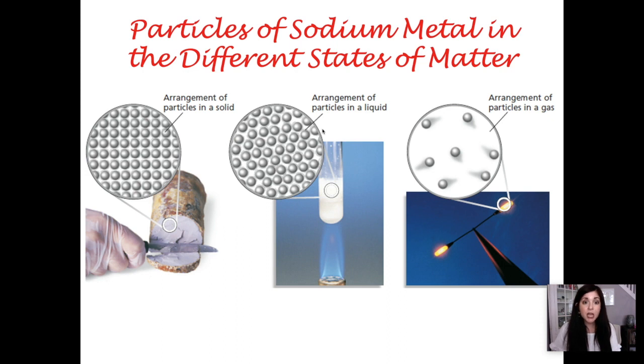So here is sodium metal in all 3 states of matter. So I have sodium metal, which you might remember is actually soft enough to be cut with a knife. It doesn't really look like a metal here, but in real life, this would be pretty shiny, and it's a great conductor of heat and electricity. So here is sodium metal, or solid sodium, and these particles will vibrate back and forth.